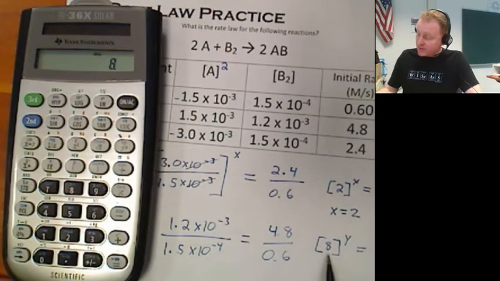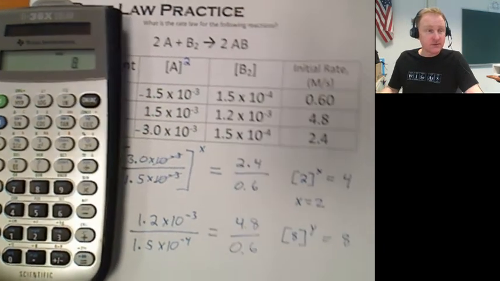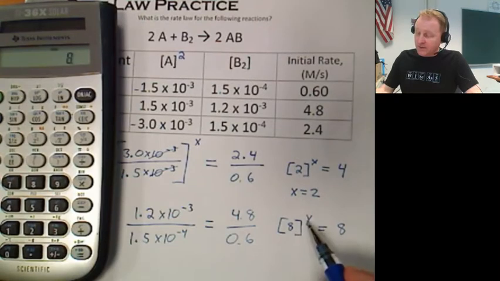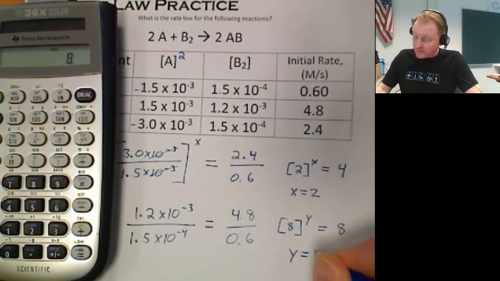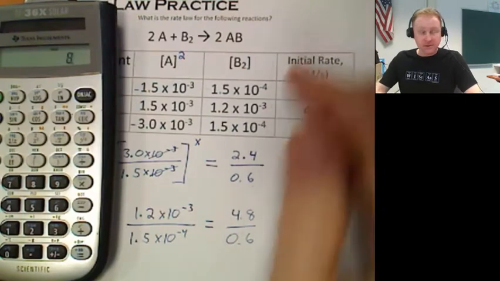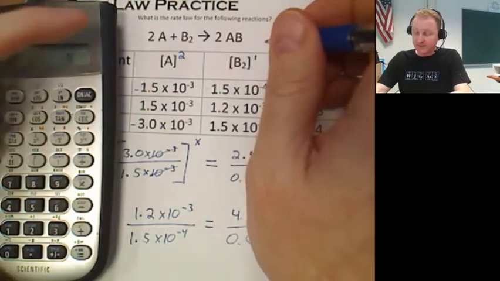So the concentration went up 8 times, and the rate of the reaction went up 8 times. So 8 to what power is still 8? That would be 1. That's a first order reactant. So this is a first order reactant.